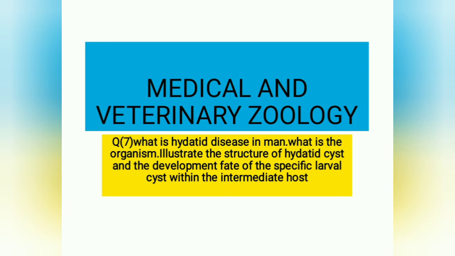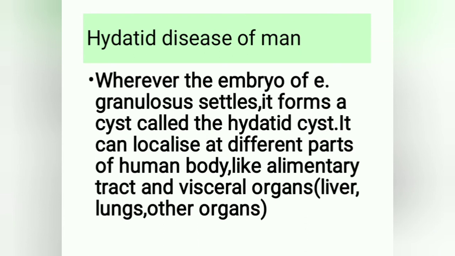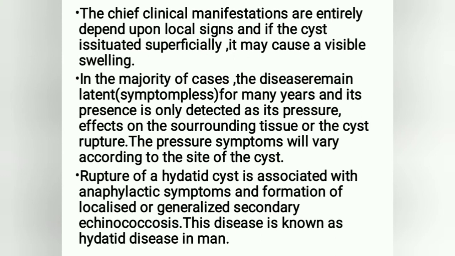This is our seventh and last question of this chapter. What is hydatid disease in man? What is the organism? Illustrate the structure of hydatid cyst and the developmental fate of the specific larval cyst within the intermediate host. Hydatid disease of man: wherever the embryo of Echinococcus granulosus settles, it forms a cyst called the hydatid cyst. It can localize at different parts of the human body like the alimentary tract and visceral organs, that is liver, lungs and other organs. The chief clinical manifestations depend entirely upon local signs, and if the cyst is situated superficially, it may cause a visible swelling.